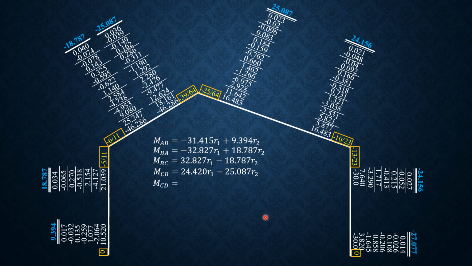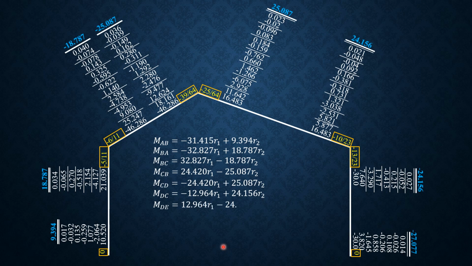Moment DE is 12.964 R1 minus 24.156 R2. Then finally, moment ED is equal to 6.481 R1 minus 27.077 R2. Then we set up equations by statics.